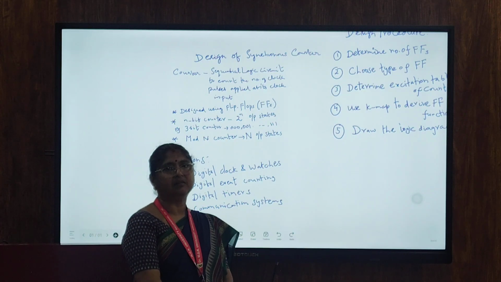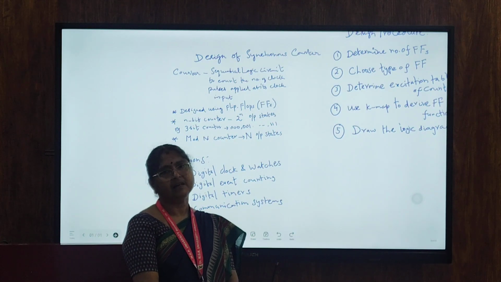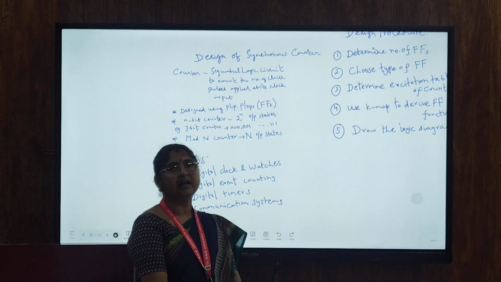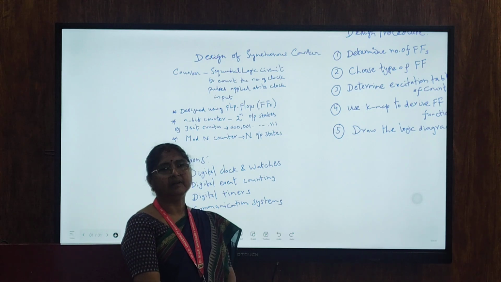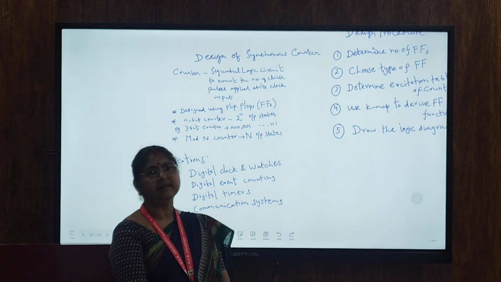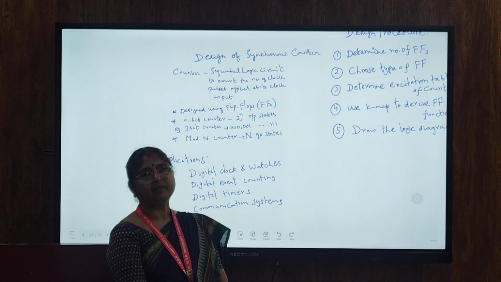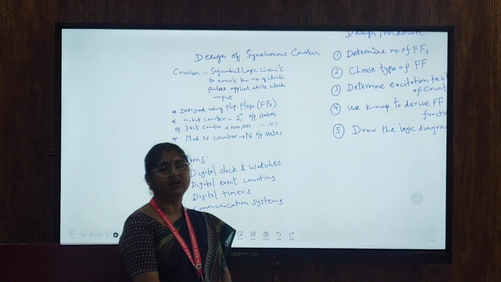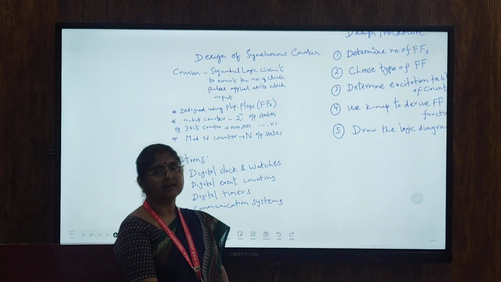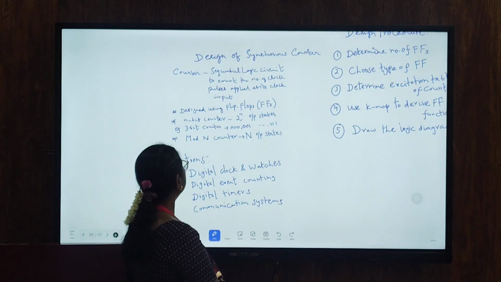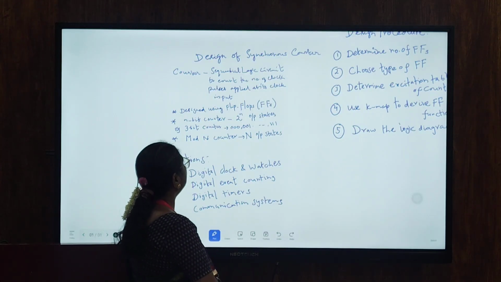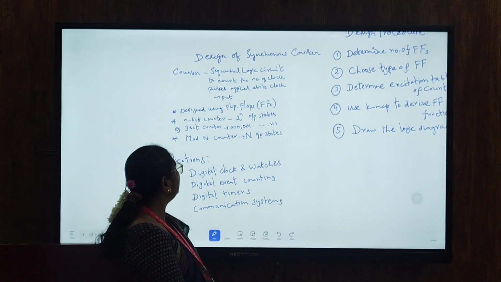Basically there are two types of counters. One is synchronous counter, another one is asynchronous counter. Asynchronous counter has more delay when compared with the synchronous counter. So for high speed operations, in most of our applications, we use a synchronous counter. A counter can be designed using flip-flops.